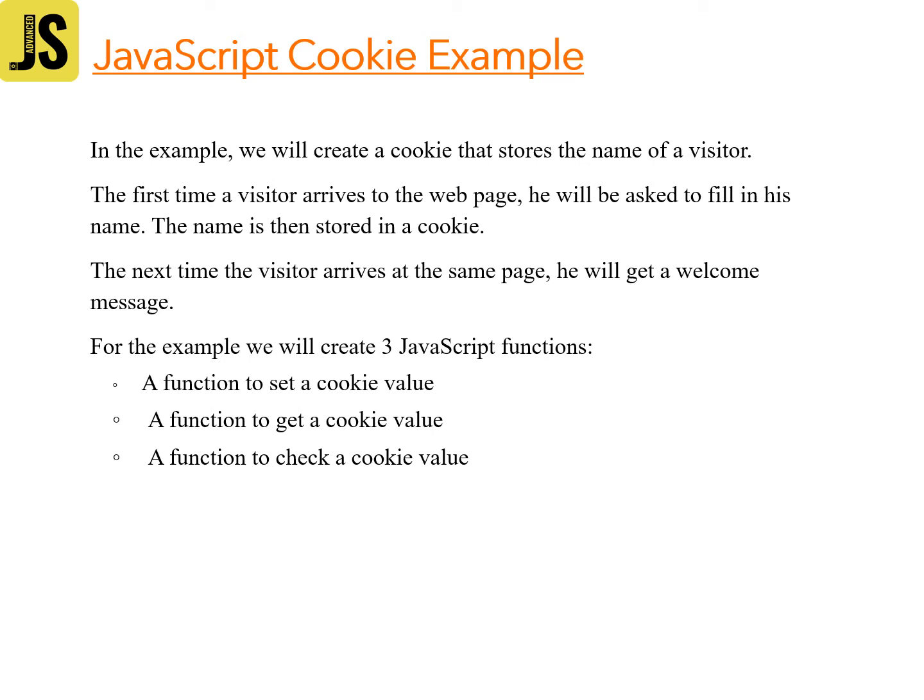Now we move on to the JavaScript cookie example. In the example, we will create a cookie that stores the name of a visitor. The first time a visitor arrives at a web page, he will be asked to fill in his name. The name is then stored in a cookie. The next time the visitor arrives at the same page, he will get a welcome message.